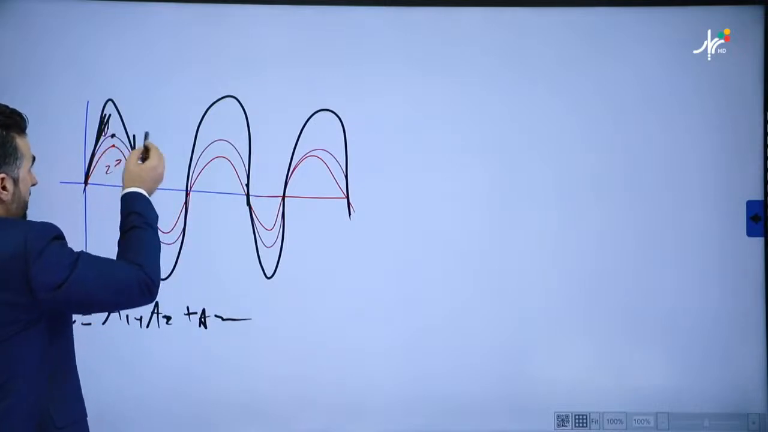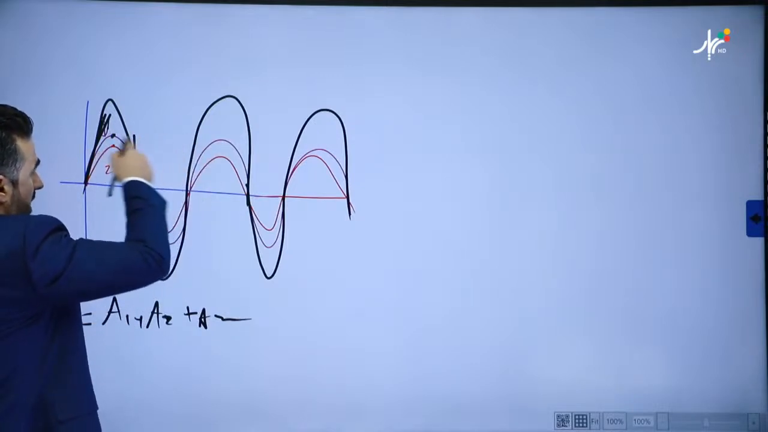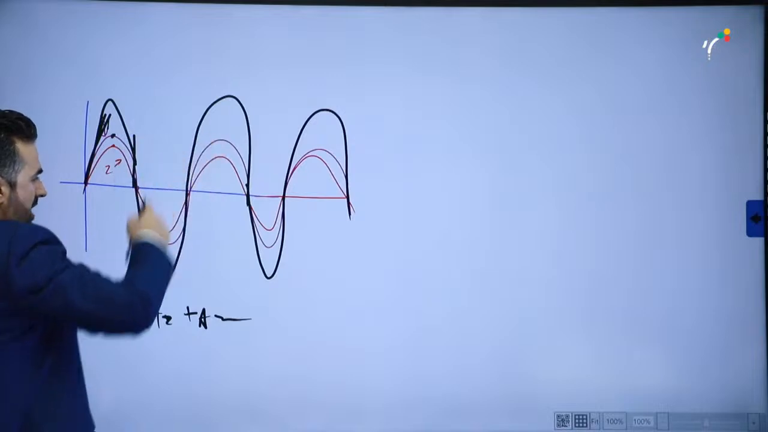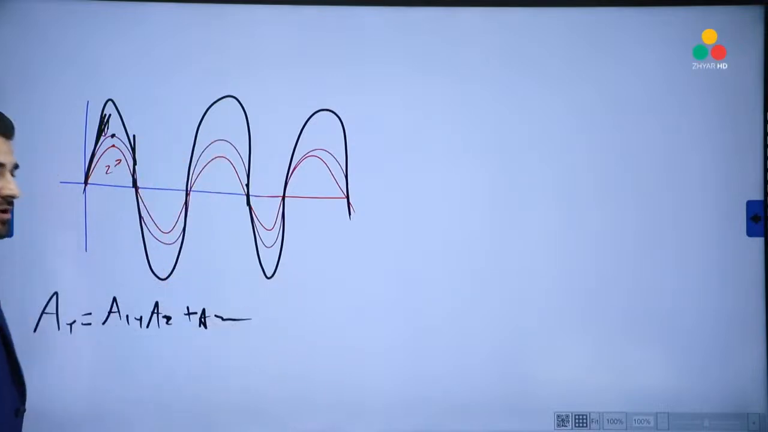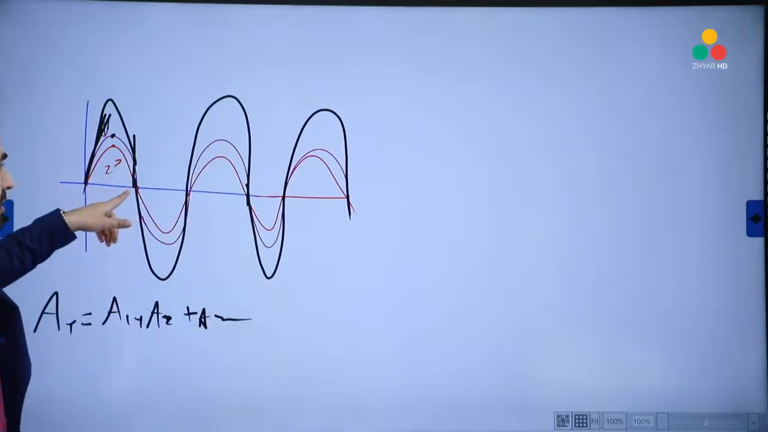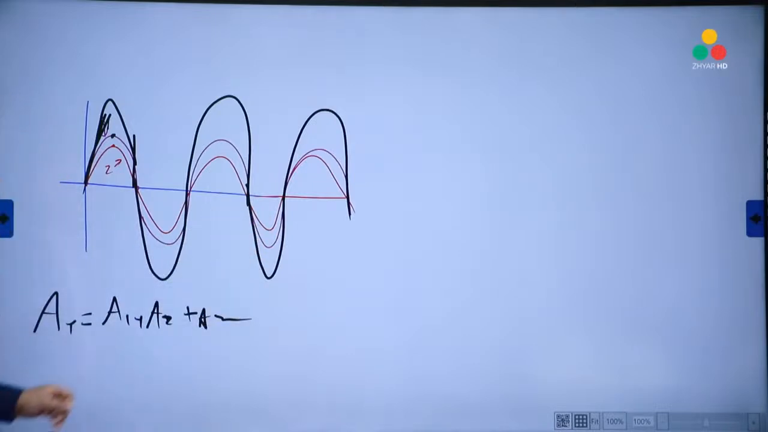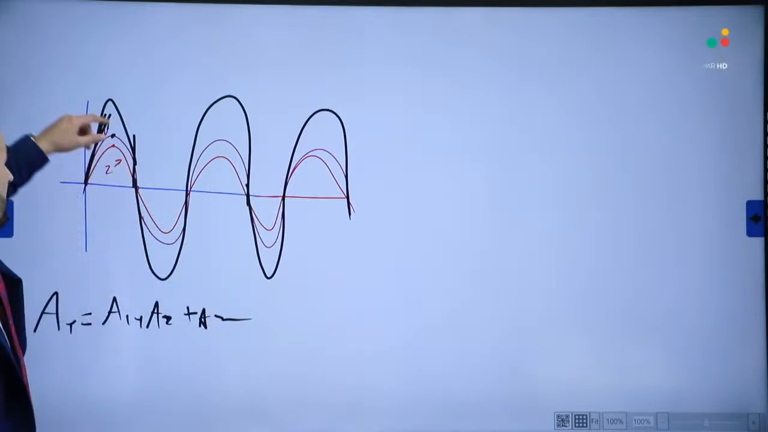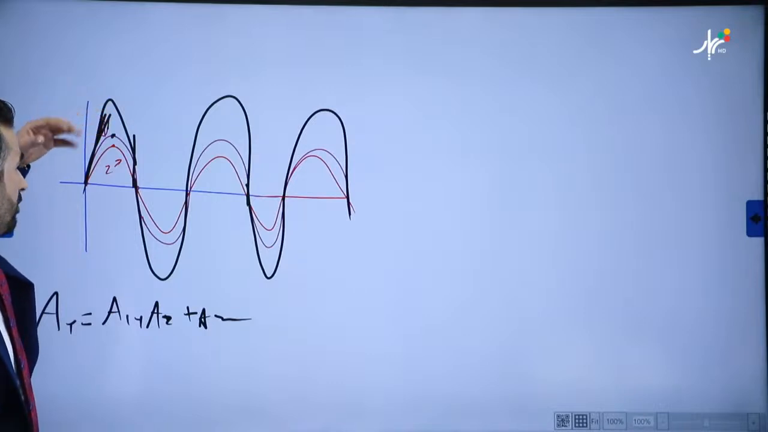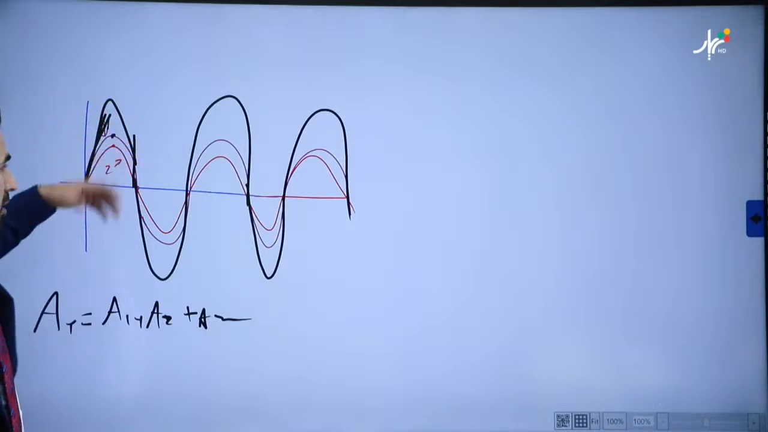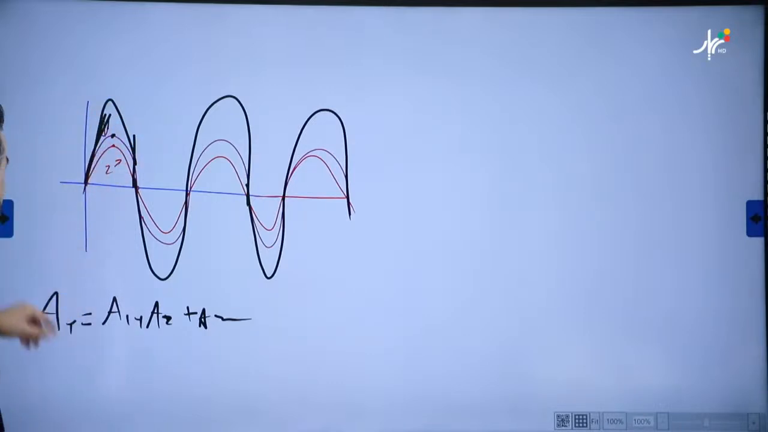You do know that the wavelength can be measured from crest to crest, peak to peak, or bottom to bottom, that is trough to trough. You can start at any point on a wave to the same exact point on the next wave, and that is one wavelength. Regarding the energy, the energy of the resultant wave is the sum of the energy of the individual waves here.